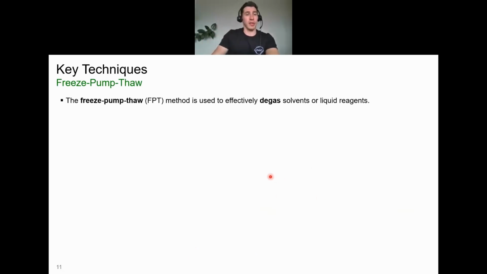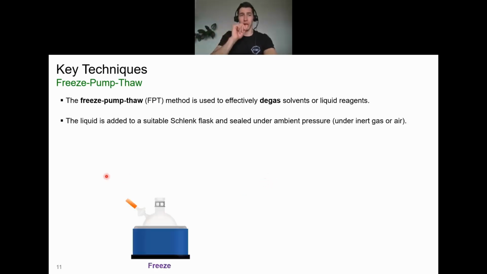On a different topic, another key technique that I want to quickly talk about is the freeze-pump-thaw method, and we use this to degas solvents or other liquid reagents. The first thing that we want to do is add our liquid to a suitable Schlenk flask or an ampule, and we seal it under ambient pressure. That can be under inert gas or air, depending on the application that we need.